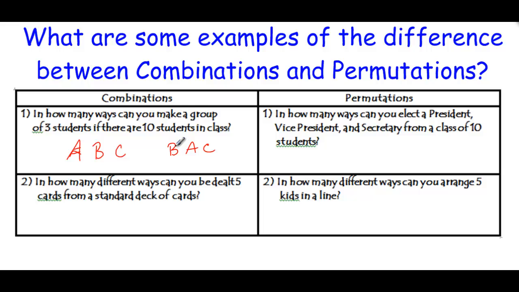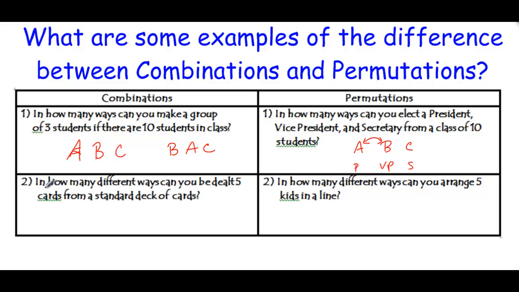But what happens if I ask, in how many ways can you elect a president, vice president, and secretary? Let's say person A is the president, person B ends up being the vice president, and person C ends up being the secretary. And it's like, oh, no, I don't like that. Let's have person B be the president, person A be the vice president, and C be the secretary. Is that the same thing? The answer is no. Because order matters, that's a permutation.